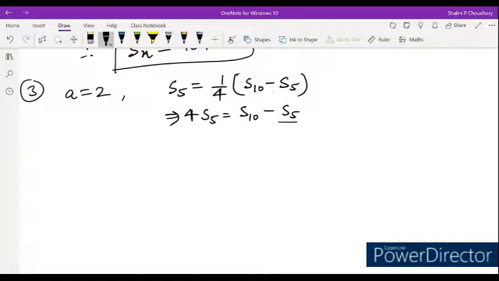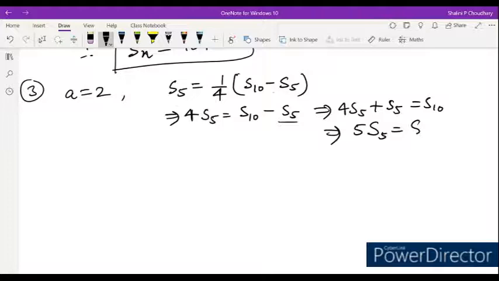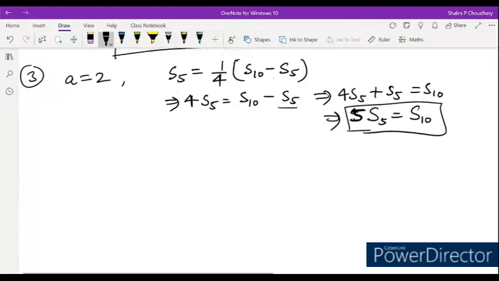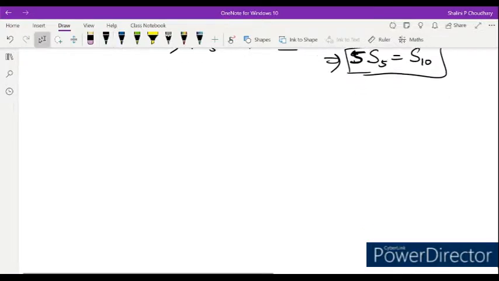Now S5 is here, we'll keep this on this side. 4S5 plus S5 will be equal to S10. Then 5S5 will be equal to S10. This is 5, not S. 5S5 will be equal to S10. Okay. Now what do we have to do? Now let's find the values.